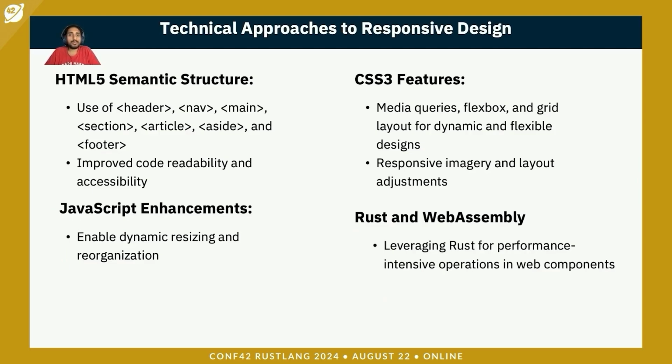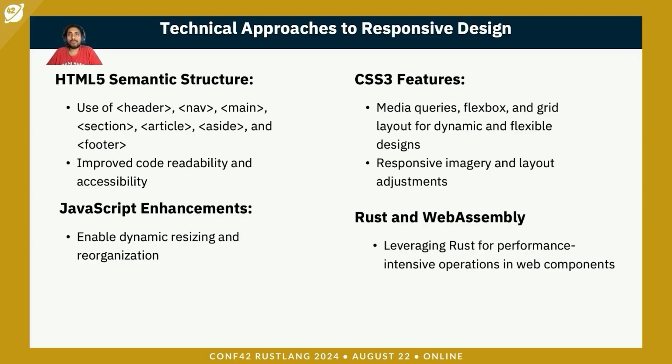The combination of HTML5, CSS3, and JavaScript forms the backbone of this approach. Using semantic elements like section, article, and aside improves not only the accessibility of your website, but also its SEO performance. By providing a clear and logical structure, you make it easier for both users and search engines to navigate and understand your content.